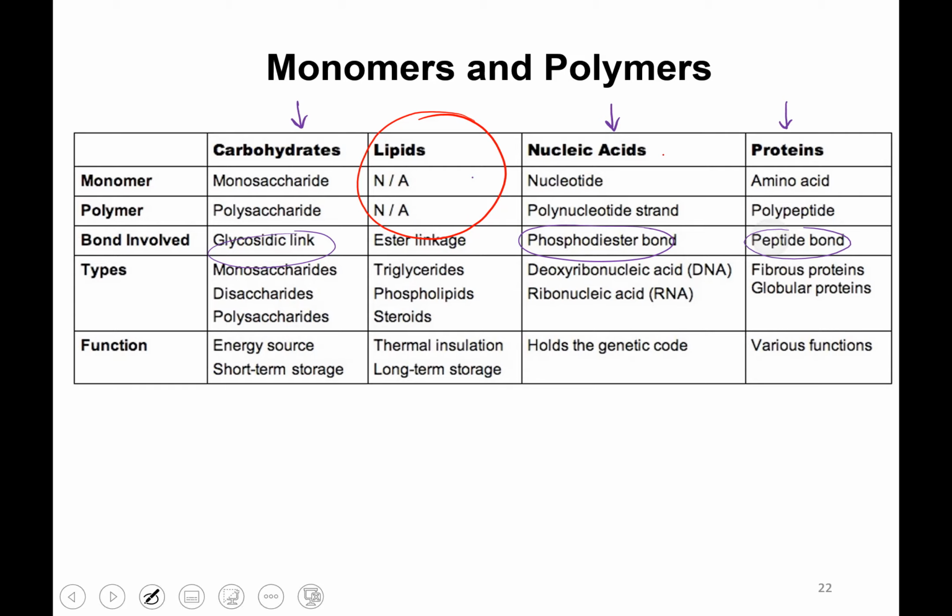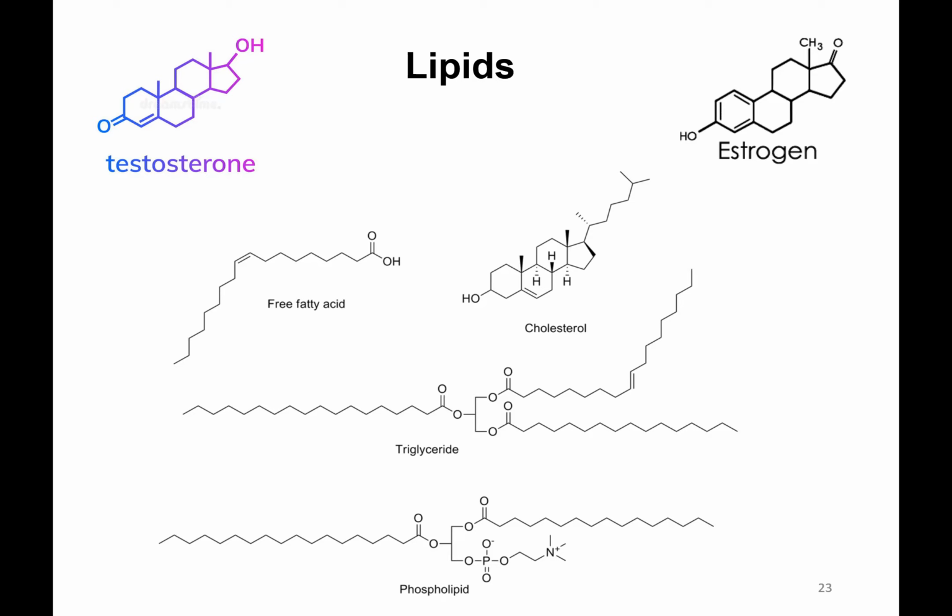For instance, DNA is made up of nucleotides, and when you hook nucleotides to nucleotides to nucleotides, you get DNA, or you get RNA. Proteins, like I said, you hook amino acid, amino acid, amino acid, you get a protein. That doesn't work with lipids because lipids are very diverse in their structure. So here are a few examples of lipids.